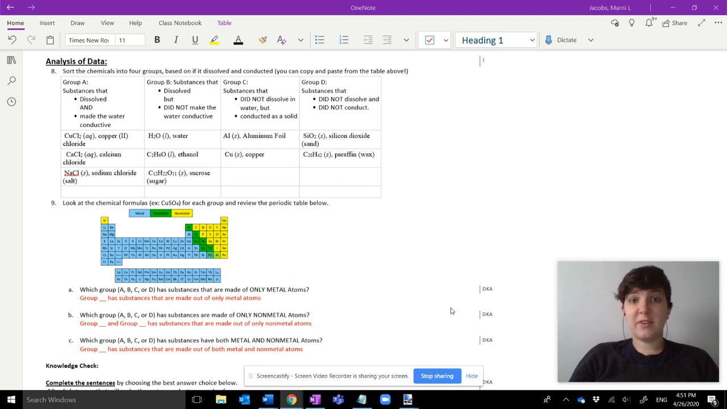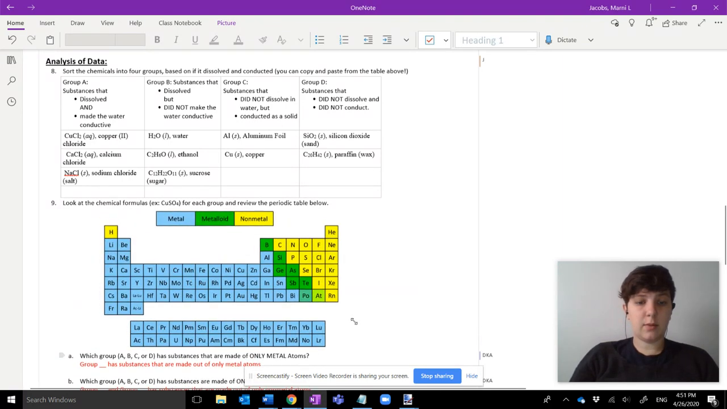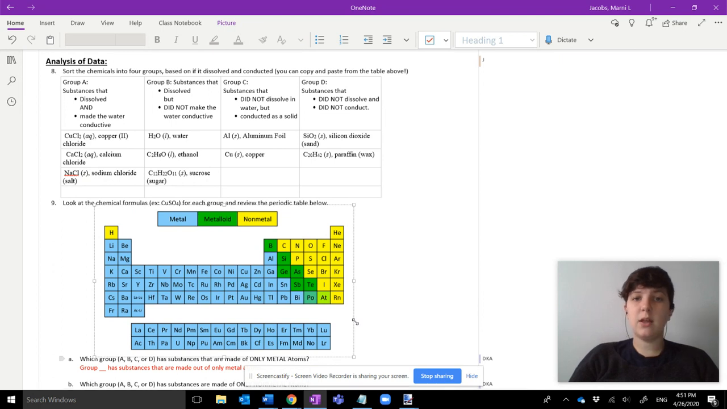Okay, let's do some of these analysis questions. For this part, you might need your periodic table. If yours is still at school, there's one in here. I'm going to make it a little bit bigger so we can see it. We can just use this one if you want.